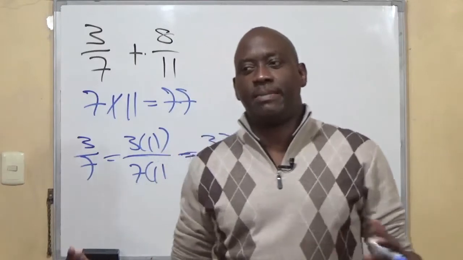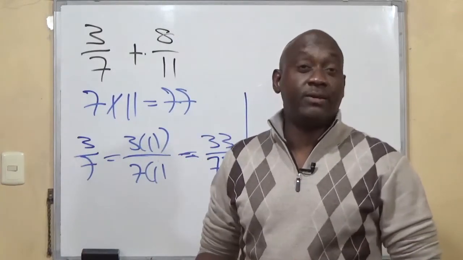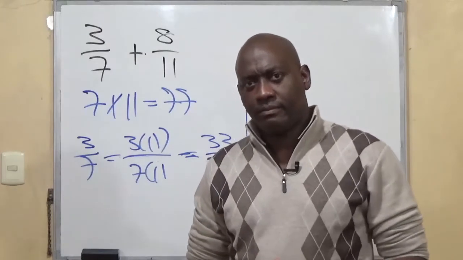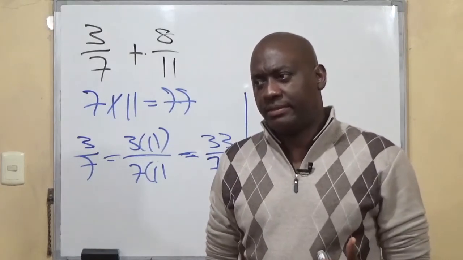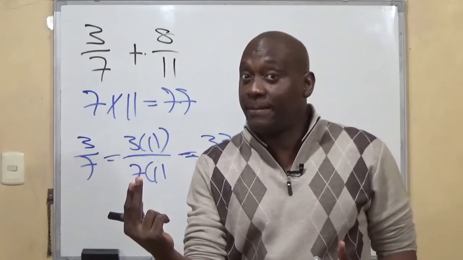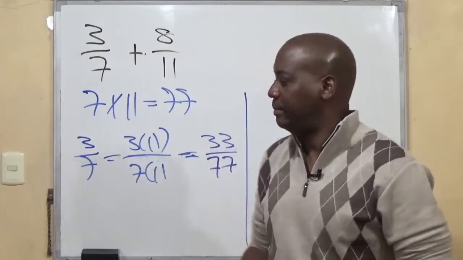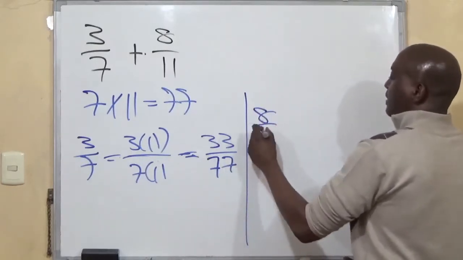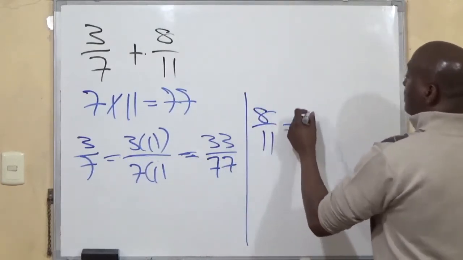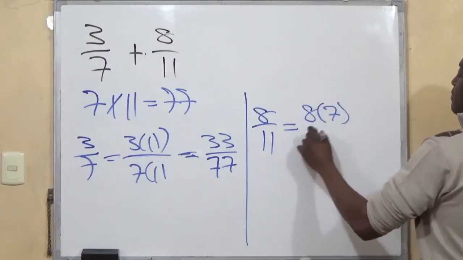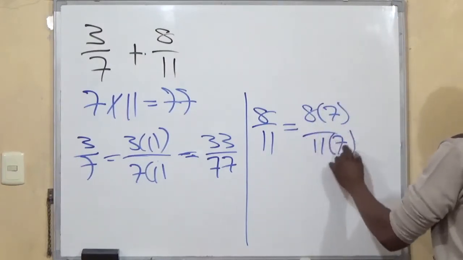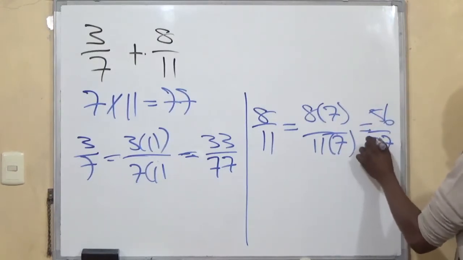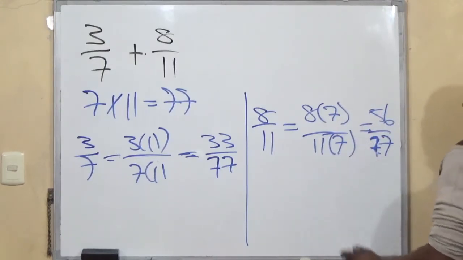In the same way that a magician, if he changes to something or somebody else by appearance, it's the same person that you're dealing with. Mightn't look the same, but it's the same. Alright? So 8 over 11 is equal to what? 8 by 7 over 11 by 7. 8 sevens are 56. 11 by 7 is 77. Right?